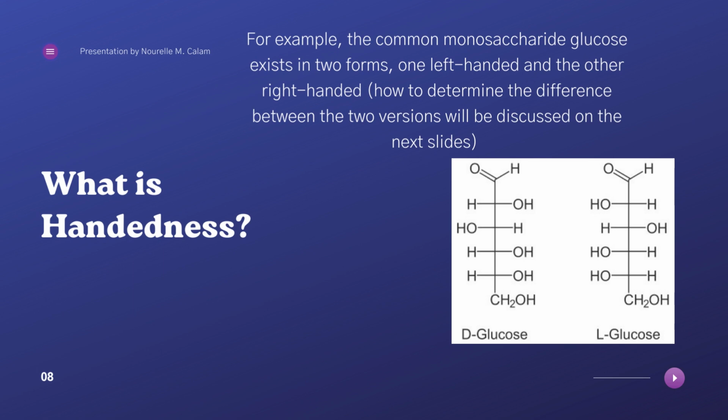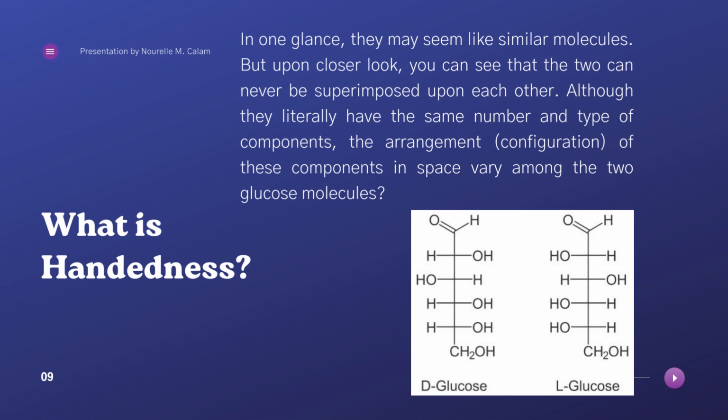Now you might ask, how would you determine the difference between the two versions of a certain type of carbohydrate? For example, again in this case, glucose. Later, as we go along in our discussion, there is a very simple condition that you have to follow on how to determine whether that particular molecule is the left-handed version or the right-handed version. Now, at one glance, they may seem like similar molecules.